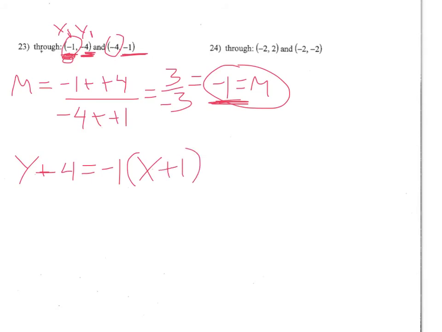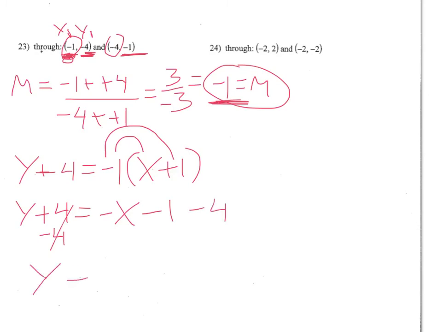So now I have to distribute to get y by itself. I'm still going to have this y plus 4. If I distribute, the negative 1 times x is negative x. Negative 1 times 1 is negative 1. And then the very last thing to do to get y by itself, I subtract 4 here, and then we pretty much have it. We're going to have y equals negative x. Negative 1 minus 4 is negative 5.